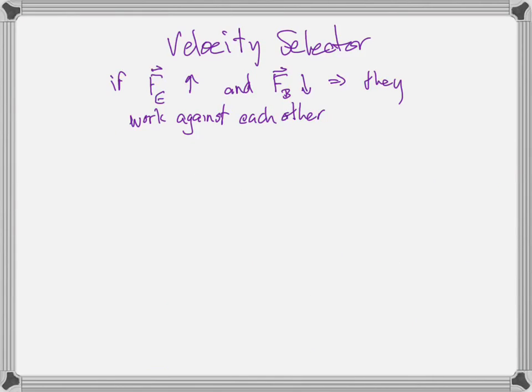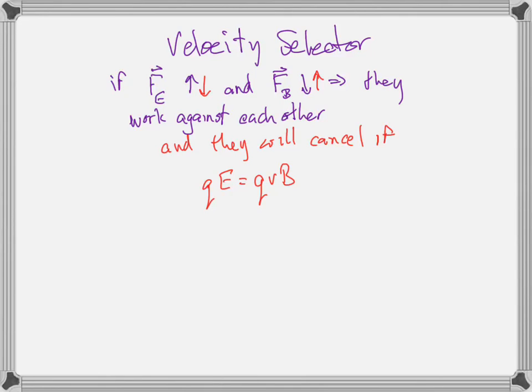On a charged particle, whether positive or negative, if I have an electric force that pushes it upwards and a magnetic force that pushes it downwards, I just flip one of those fields, then they work against each other. And I can make their magnitudes equal so that they cancel. Notice that if the electric force is downwards and the magnetic force is upwards, they also cancel if their magnitudes are the same. They'll cancel if QE equals QVB.